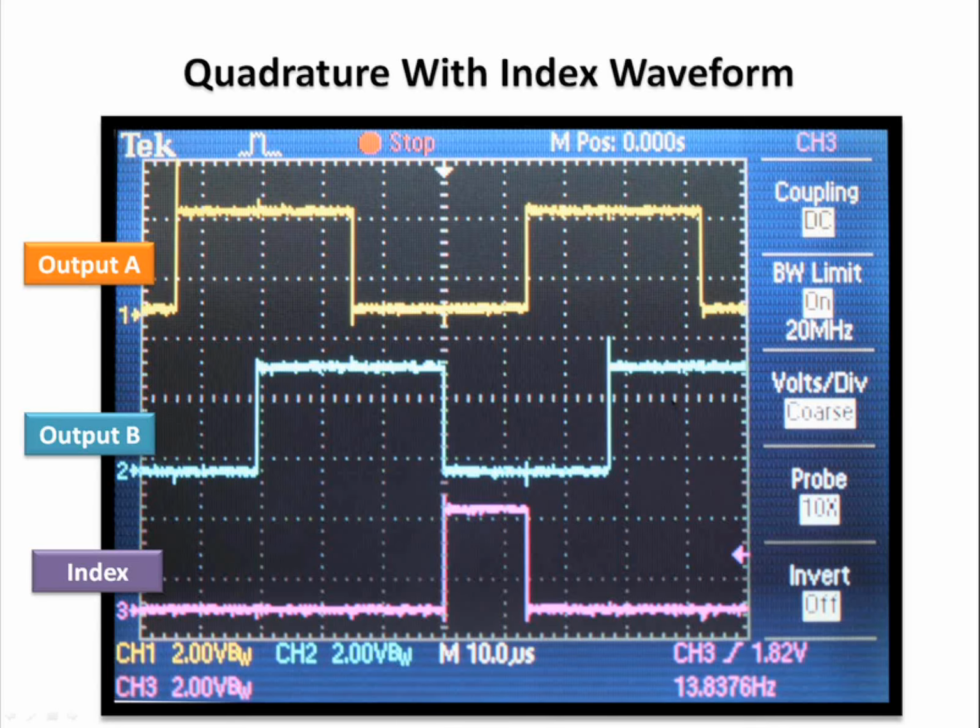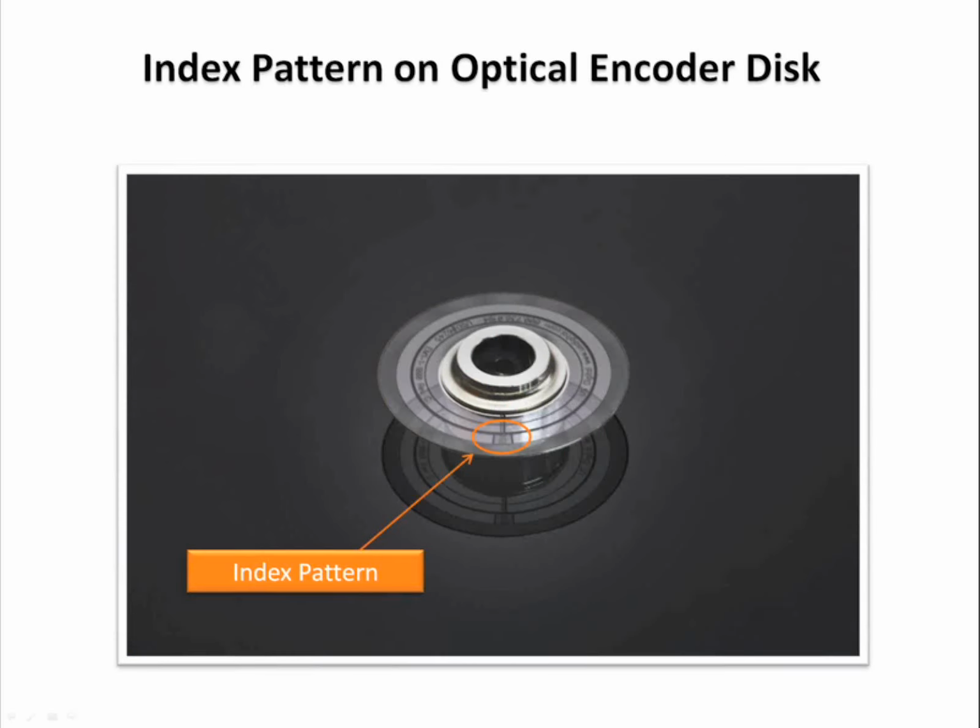Okay, we'll continue. Let's move on to the next slide. So, third channel index. If you look at the optical encoder disk, the transmissive disk again, you see that the outer diameter of the disk is your A and B channels, and the inner tracks compose the index. Those tracks actually generate the single pulse per rotation.